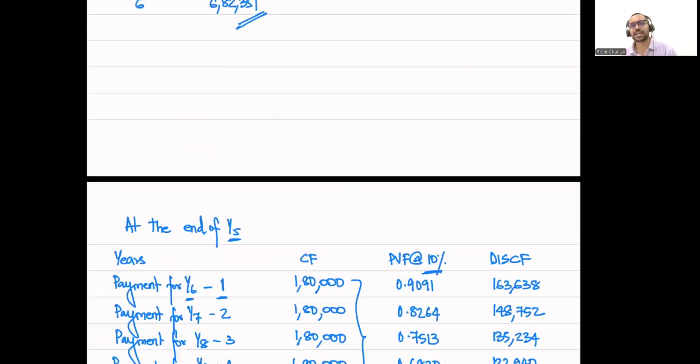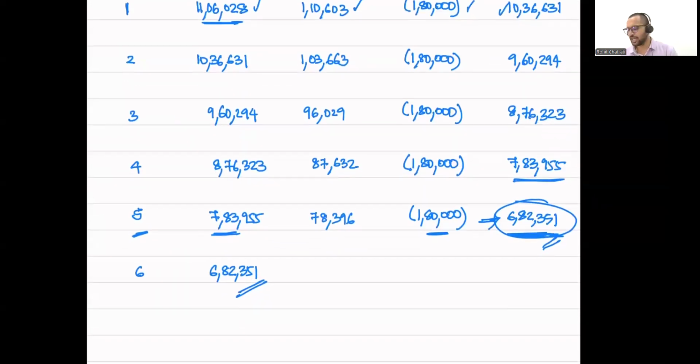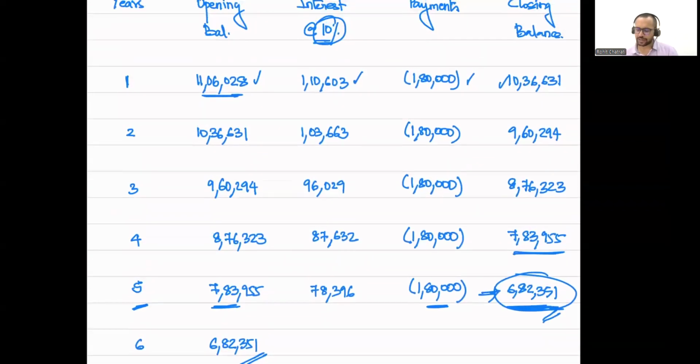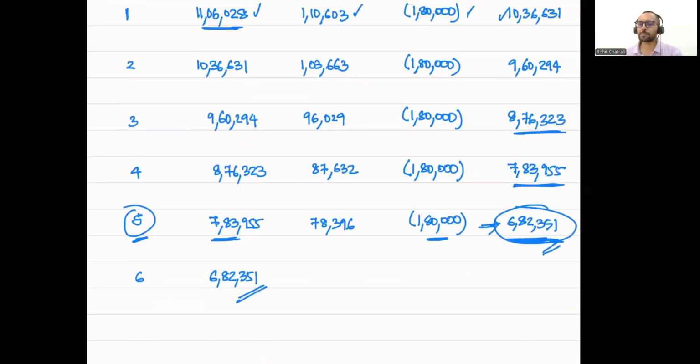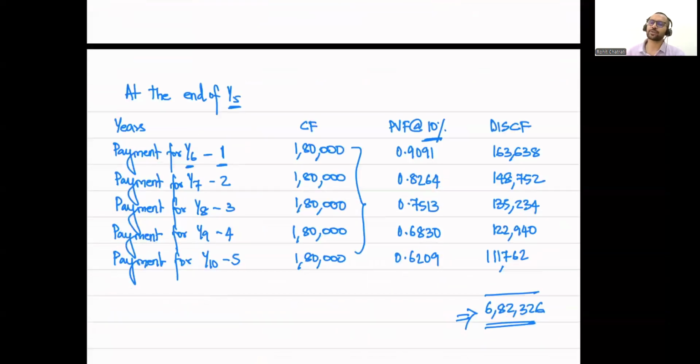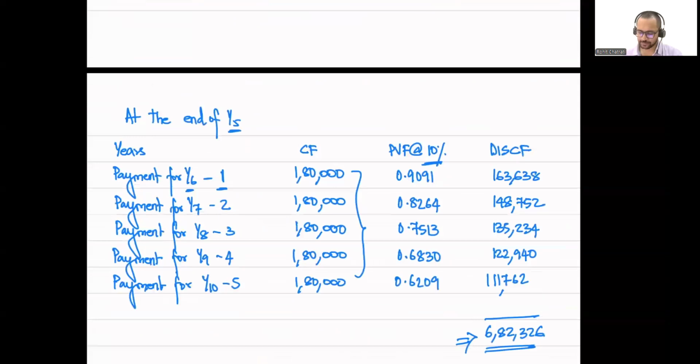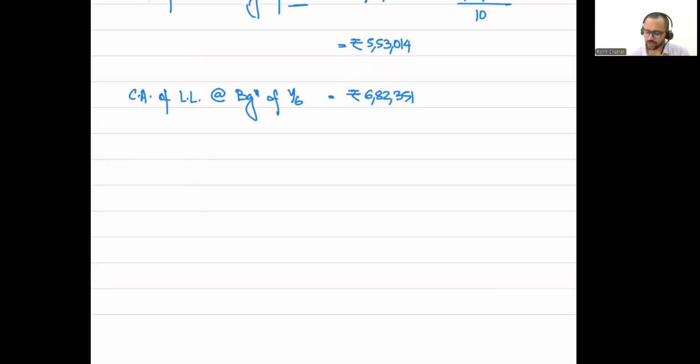So the lease liability as at the end of any period, not only at the end of year 5, you take end of year 4 or end of year 3, will be equal to the present value of the remaining lease payments discounted at the original discount rate. So at the end of year 5, it will be the present value of the lease payments for year 6 to 10 discounted at 10 percentage, which is 6,82,326.